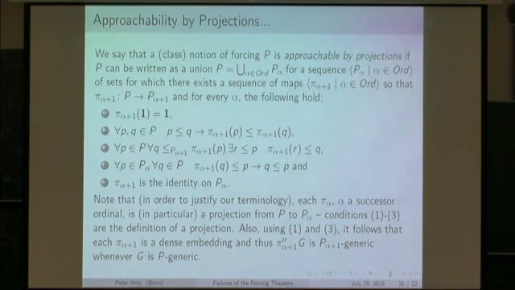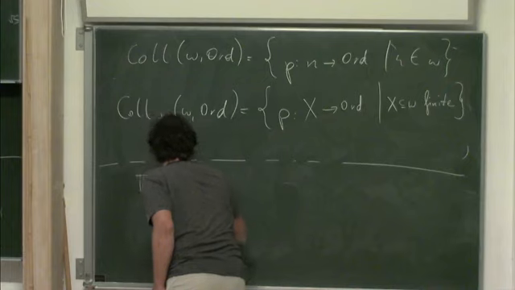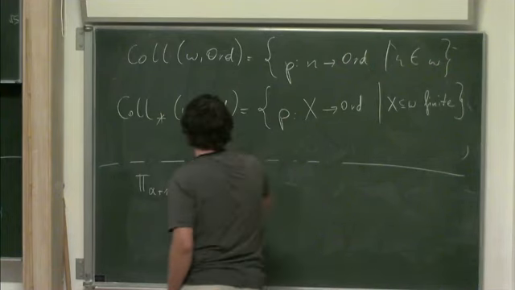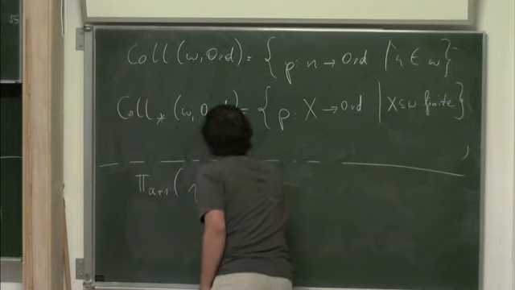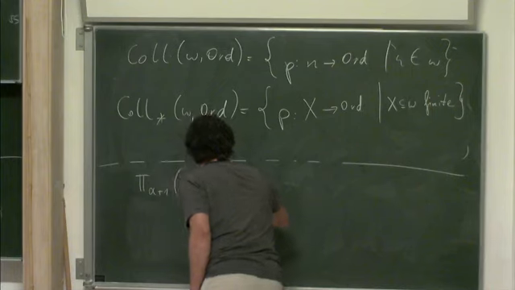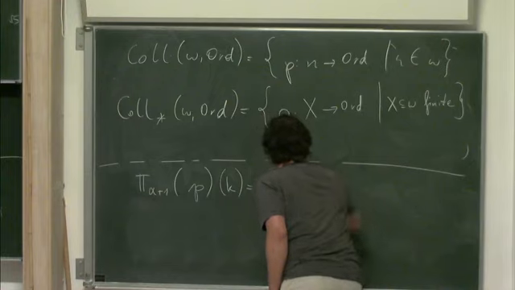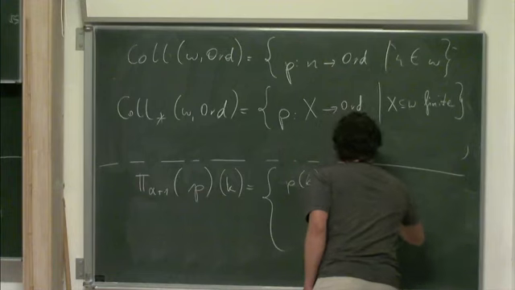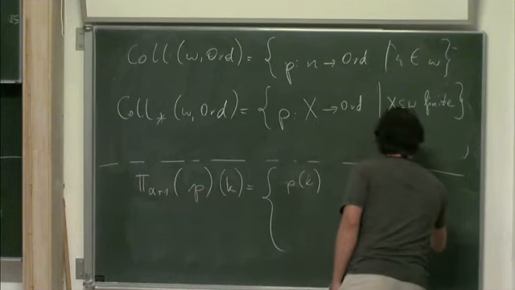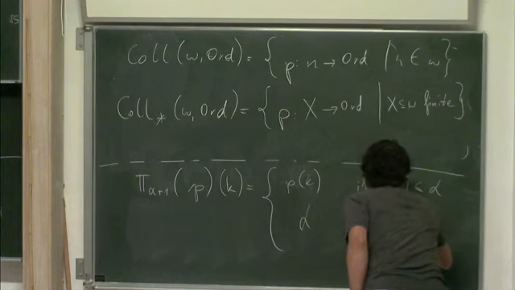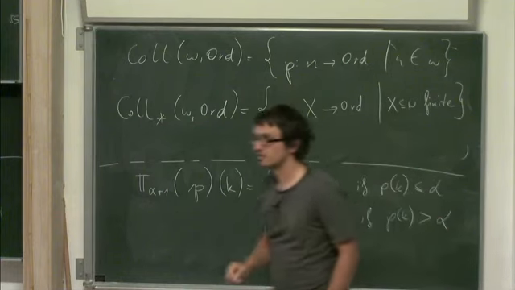So, and how do we do this? We want to define these pi alpha plus 1 maps, and the idea is that pi alpha plus 1 of a condition P, so the projection maps will be the same independently of the forcing, at some k, is supposed to be the same as P of k if P of k is less or equal than alpha, and it's supposed to be alpha if P of k is greater than alpha.